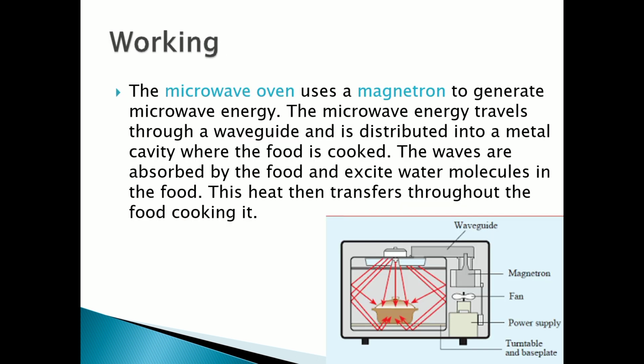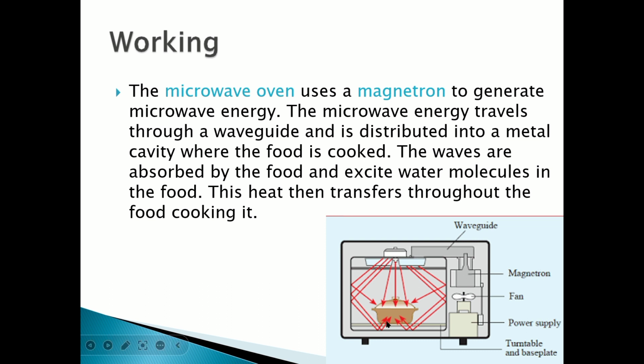Then the working of a microwave oven. The microwave oven uses a magnetron to generate microwave energy. The microwave energy travels through a waveguide and is distributed into a metal cavity where the food is cooked. The waves are absorbed by the food and excite water molecules in the food. This heat then transfers throughout the food, cooking it.